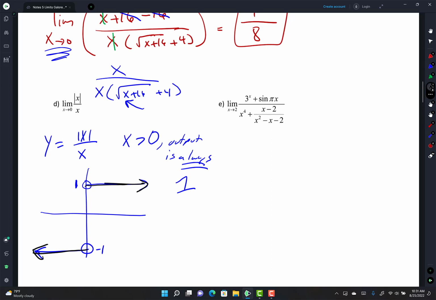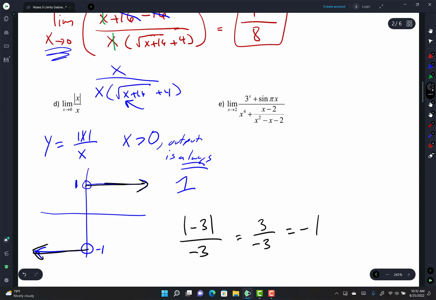But if it's an absolute value and x is less than 0, wouldn't it still be positive? No. Look, check it out. Pick any number to the left of 0: the absolute value of negative 3 divided by negative 3. The absolute value of negative 3 is 3, and the denominator stays negative, so negative 1. We're good?